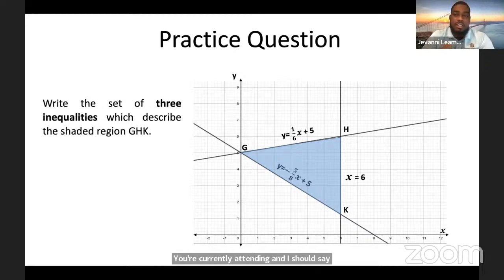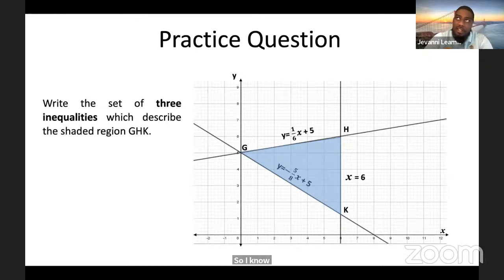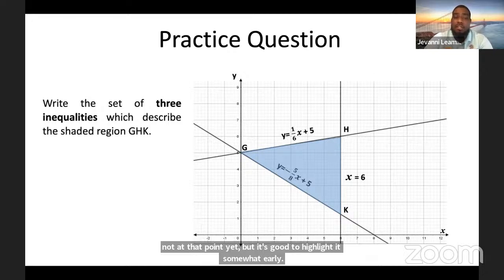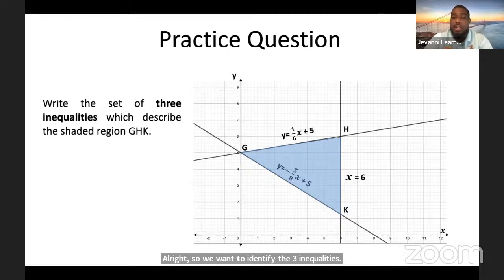Yes, sir. Nice. All right, so we want to write the set of three inequalities which describe the shaded region. I think it was Khadija Mackenzie who had said something about the feasible region, even though we're not at that point yet, but it's good to highlight it somewhat early. All right, so we want to identify the three inequalities. So let us start with, so we have the shaded region, which is GHK.